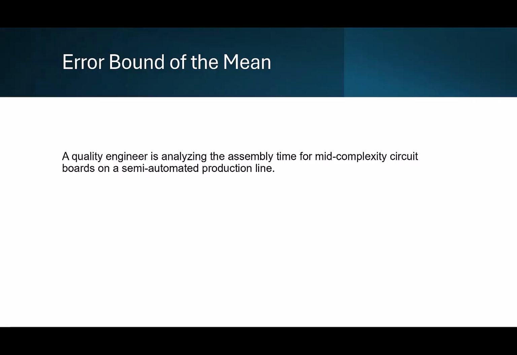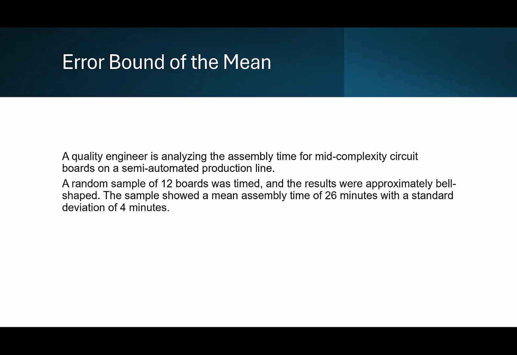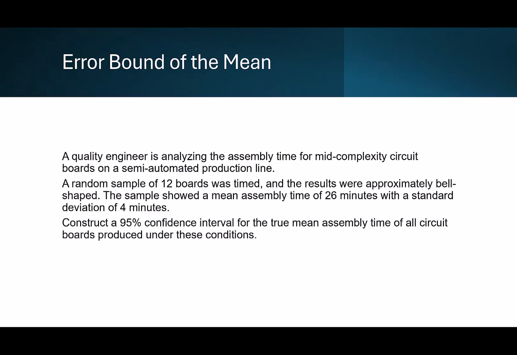Our problem says a quality engineer is analyzing the assembly time for mid-complexity circuit boards on a semi-automated production line. A random sample of 12 boards was timed, and the results were approximately bell-shaped. The sample showed a mean assembly time of 26 minutes with a standard deviation of 4 minutes. Construct a 95% confidence interval for the true mean assembly time of all circuit boards produced under these conditions.